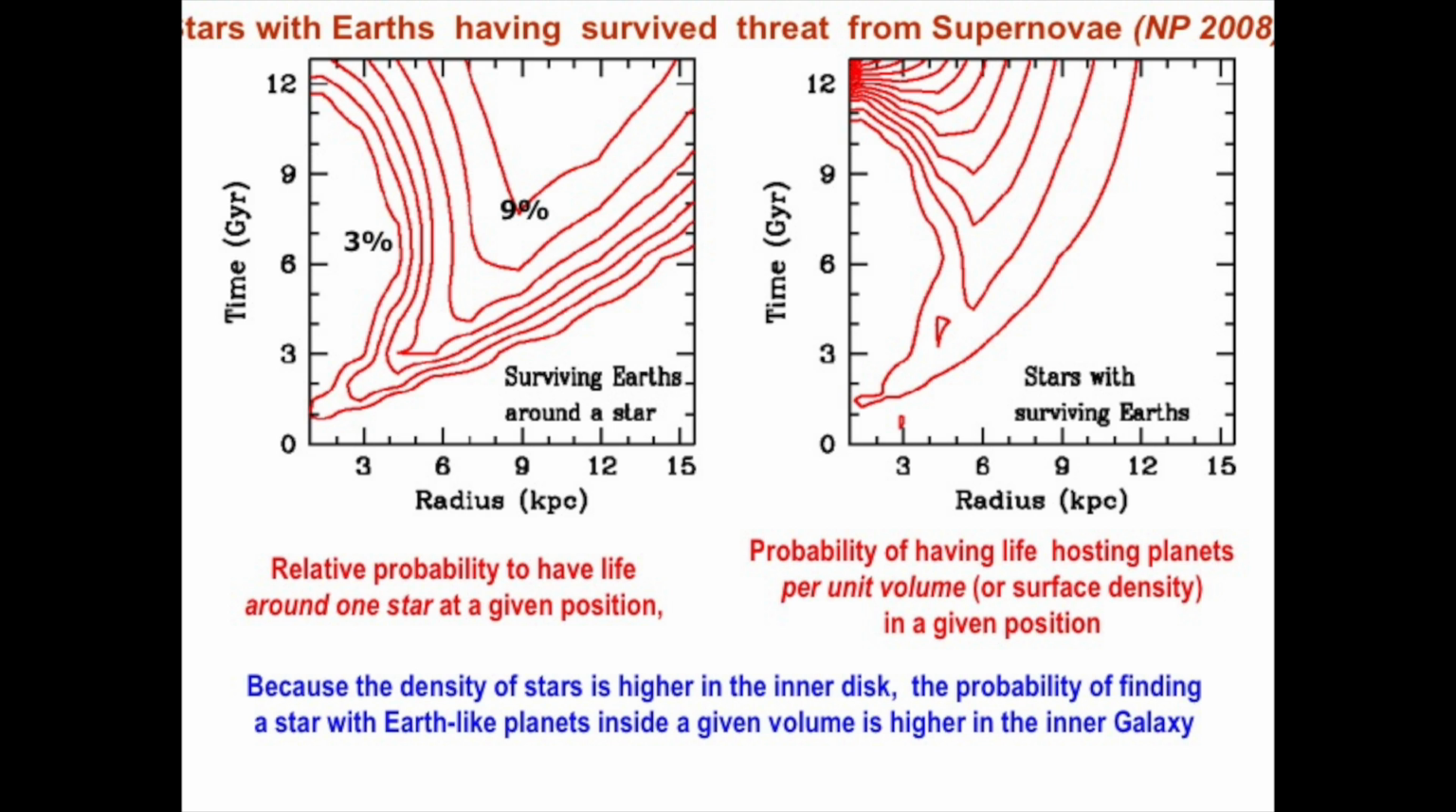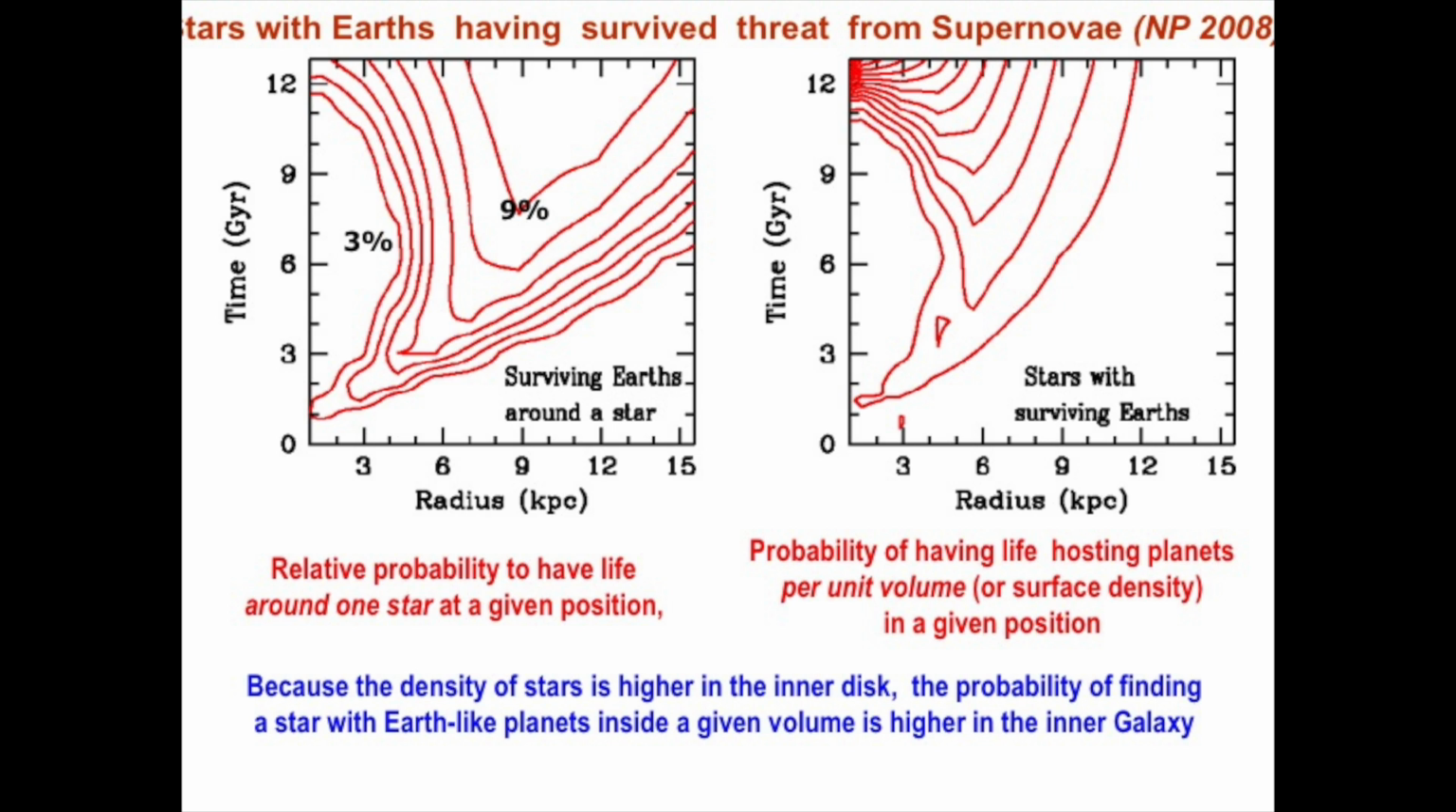So if you put this in this kind of diagram with radius and time here, we start from here, we are today here, the probability of having Earth around one star is bigger when you are in this region. And this is what is called a galactic habitable zone.